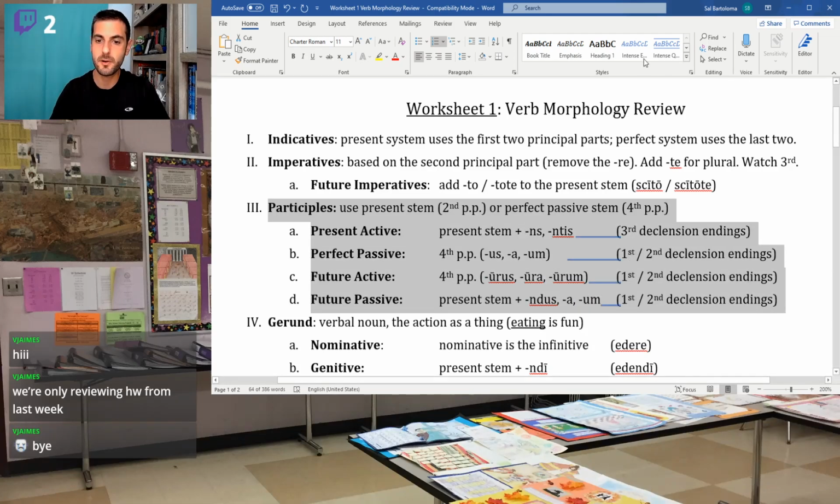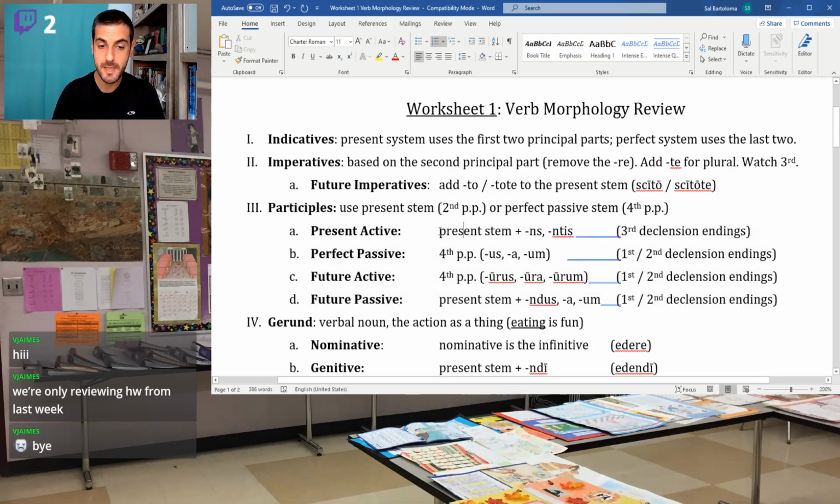A reminder that a participle is an adjective. So when you make these participles, you need to be ready to decline them as well. The present active participle, the one where we add -ns, -ns, -ntis, is going to be third declension. So for instance, movens, if you're describing somebody who's moving something: movens, moventis, moventi, moventem, moventi. Moventes, moventium, moventibus, moventes, moventibus.